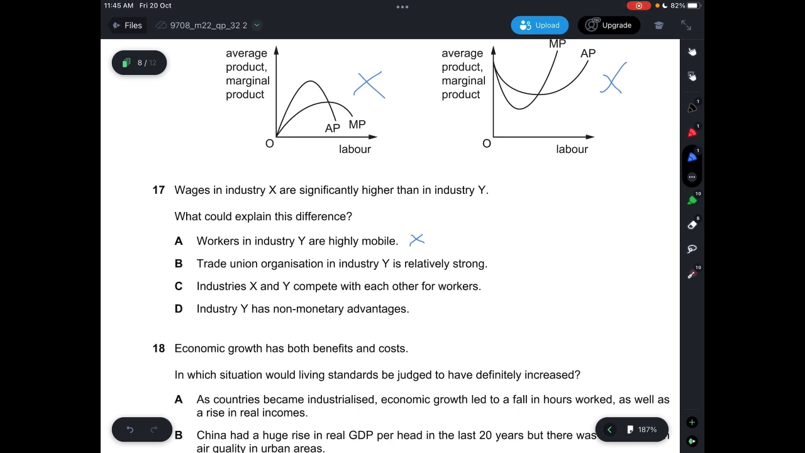And B, it says trade union organization in Industry Y is relatively strong. This is incorrect. If trade union organization in Industry Y is relatively strong, wages will not be significantly higher. They will probably be slightly higher or the same, because a trade union would help the workers demand a higher wage. C, Industries X and Y compete with each other for workers, which is incorrect. If that's the case, then their wages would be roughly similar, maybe slightly higher, but in most cases roughly similar. And D, Industry Y has non-monetary or non-pecuniary benefits. So yes, this would be the answer. So I'll say D.